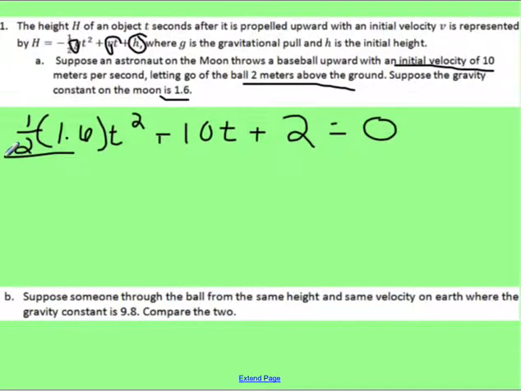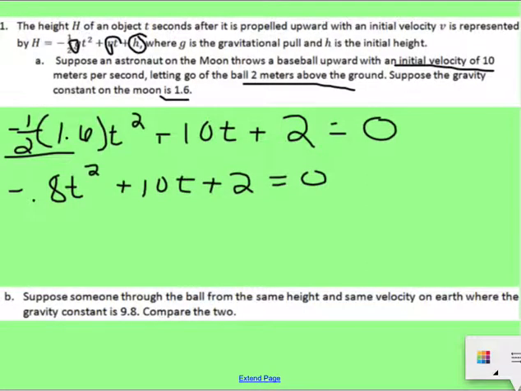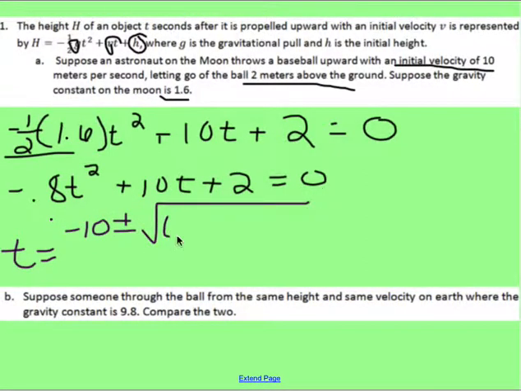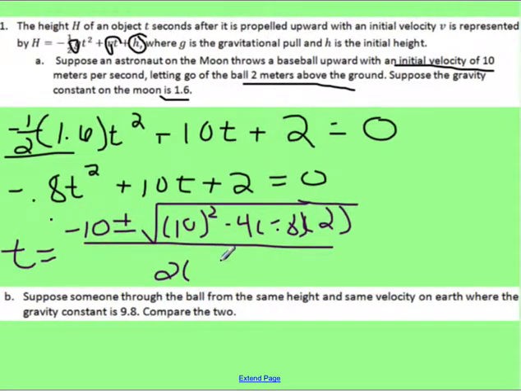So let's actually multiply those two out. Then that should be a negative 1/2. You get negative 0.8 t squared plus 10t plus 2 is equal to 0. So now I'm going to plug this into the quadratic formula. t is equal to opposite of b plus or minus the square root of b squared minus 4 times a times c, all of that over 2 times a.